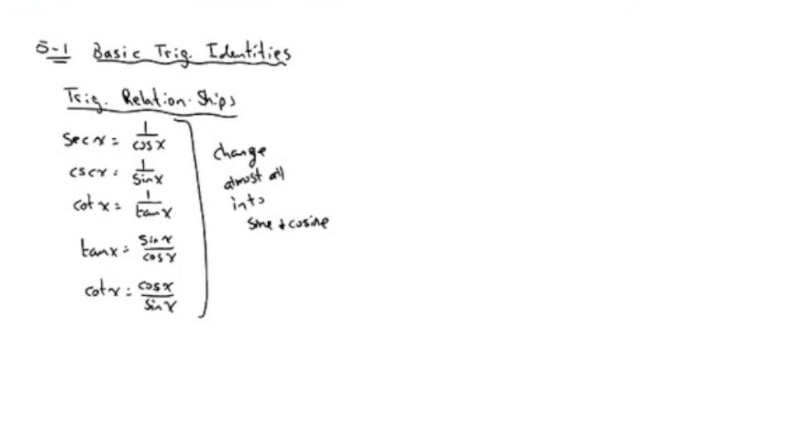All right, other identities you need to know. Simplistic ones, but ones I haven't talked about yet. So cotangent is 1 over tangent, which is the same as cosine over sine. Yeah. Okay.